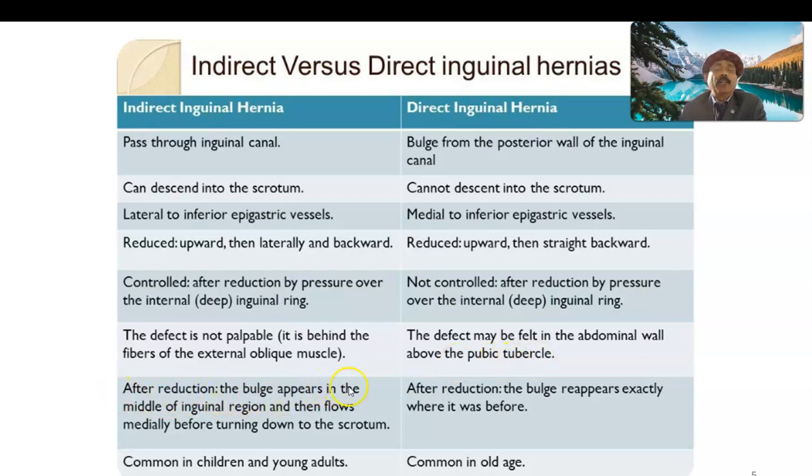In indirect hernia, after reduction the bulge appears in the middle of the inguinal region. It reaches there through the deep inguinal ring and then follows medially before turning down to the scrotum. In direct hernia, after reduction the bulge reappears exactly where it was before. Indirect inguinal hernia is common in children and young adults. Direct inguinal hernia is common in old age.